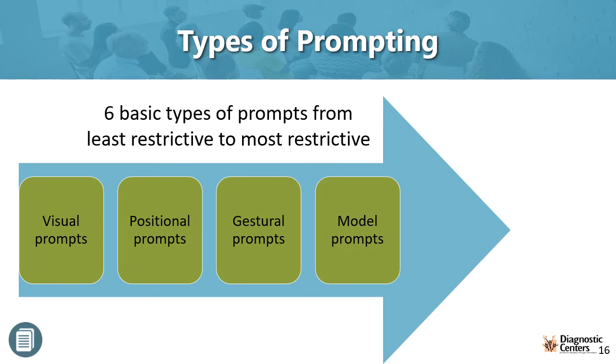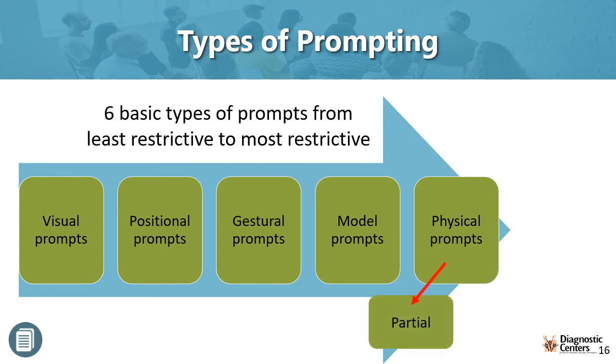Next is model prompt, and that's where you actually demonstrate the behavior to be performed. You, in essence, are the model for that student. Next is physical prompts. Physical prompts are when you physically guide or touch a student to help them to complete a target behavior or skill. There are 2 different types. Partial physical is when you provide some assistance to guide a student through part of a requested activity. It is less intrusive than a full physical prompt. Full physical is when you guide a student's hands or body to complete the task thoroughly. It is often referred to as hand over hand.